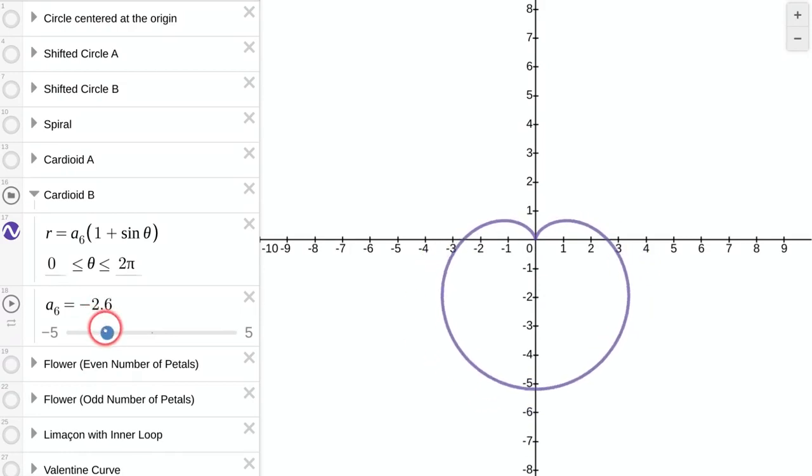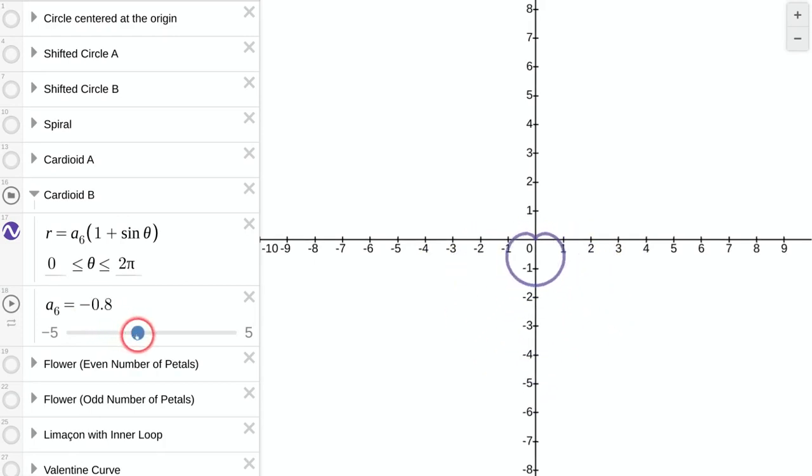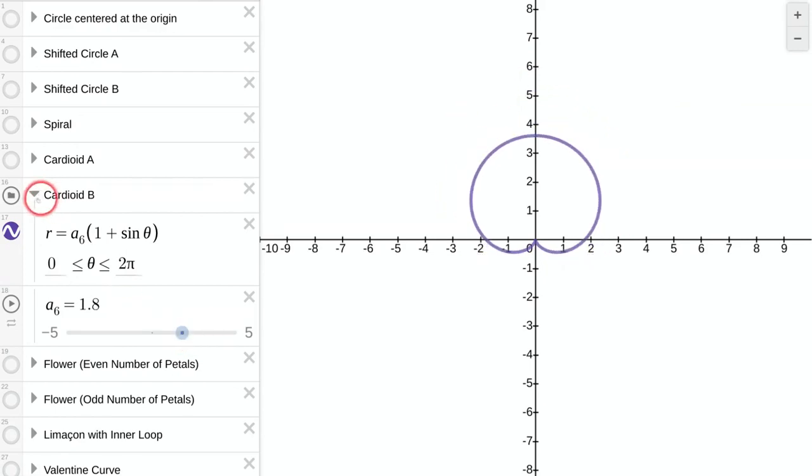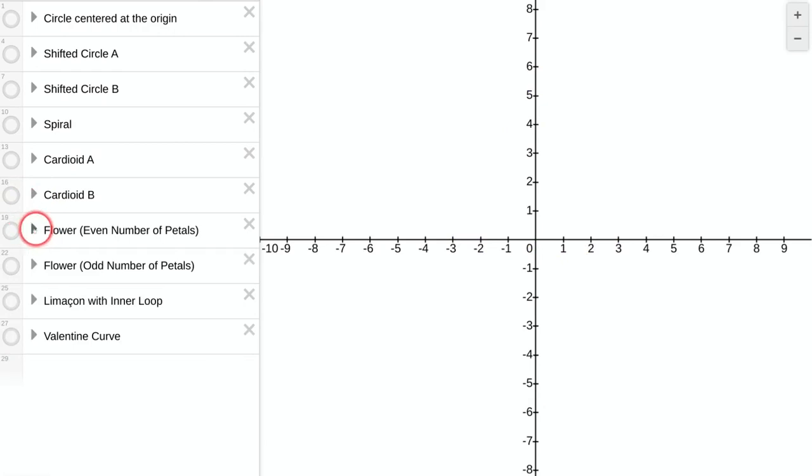That's good. Yeah. So you look at this one. If you go in the positive direction, then yes. So a sub 6, if it's a positive number, then you are going to get the heart that is upside down, but then it will go above the x-axis for most part of the curve. Okay. So next one is a flower.